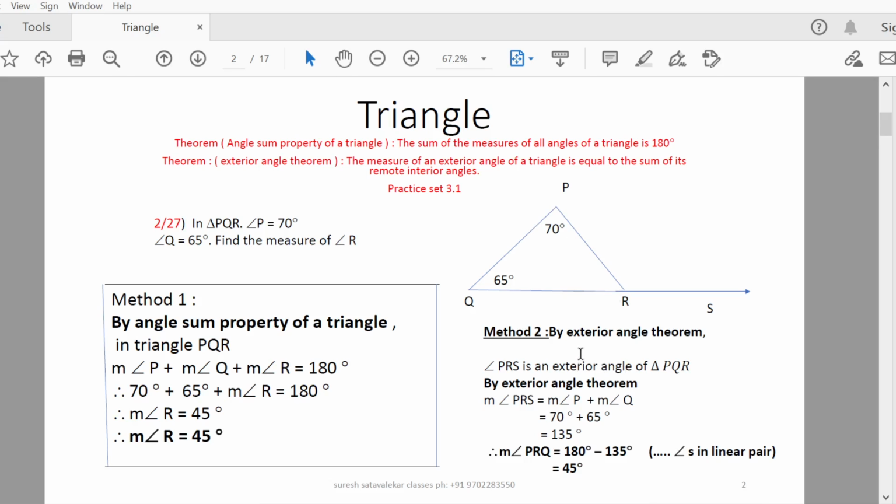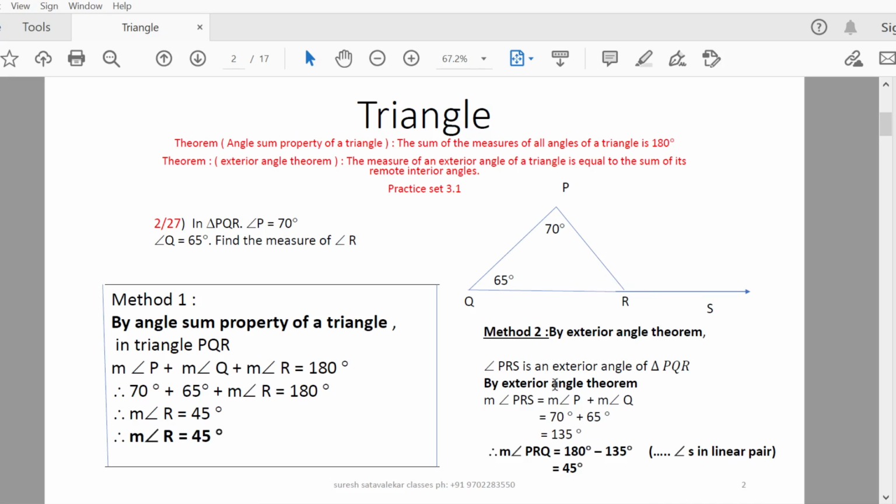Method 2, as we said, is by the exterior angle theorem. Now, this angle PRS is an exterior angle of triangle PQR. As I told you before, an angle making a linear pair with any interior angle of a triangle is called an exterior angle.